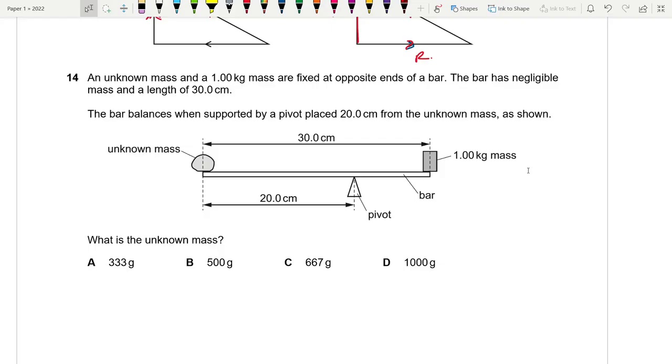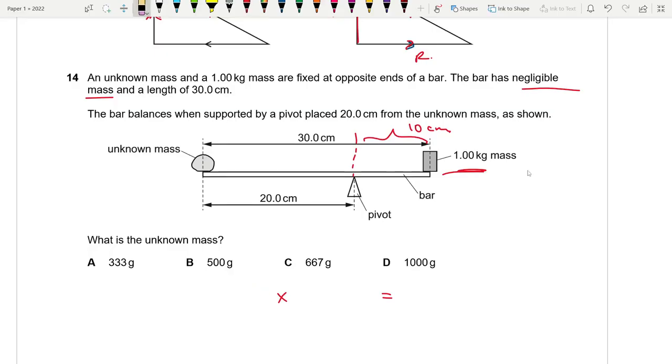What's the weight of the bar? Oh, the bar has negligible mass. Okay, so we don't need to consider that. Isn't this too easy, guys? Come on. So this has to be 10 centimeter, right? So basically, you guys are saying 10 times 1000 grams. Okay, let's convert it to grams. 1 kg is 1000 grams is equal to unknown mass.